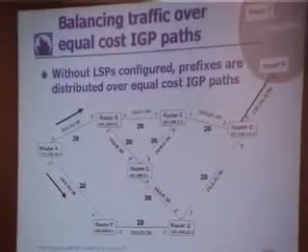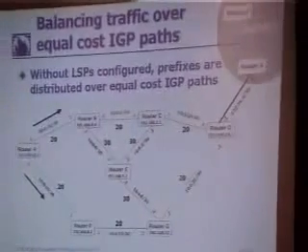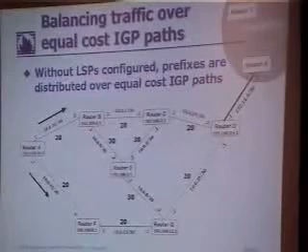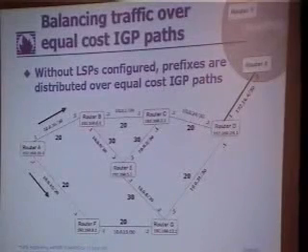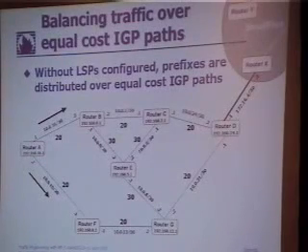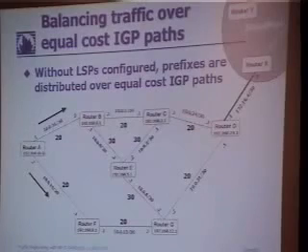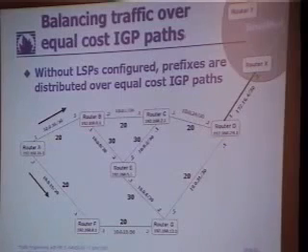So this is a diagram without LSPs configured. You have traffic being distributed across equal cost IGP paths in some manner. You know, this one prefix is tied to router B as the next hop. The next prefix, 10.0.15/30, is tied to router F as the next hop.